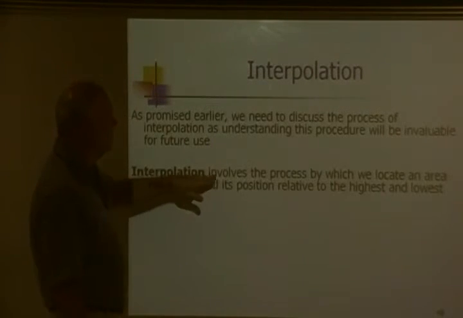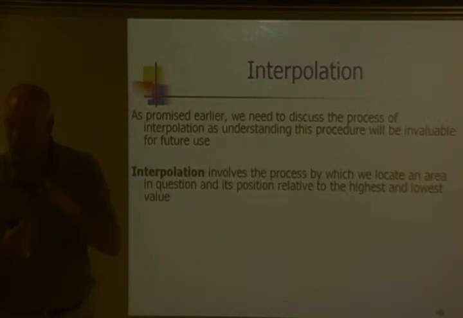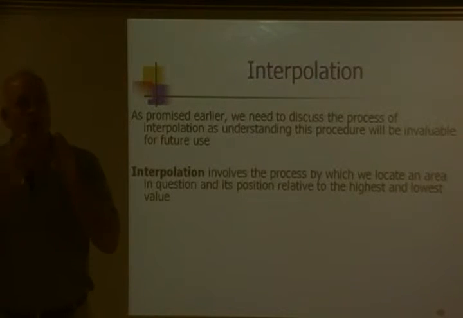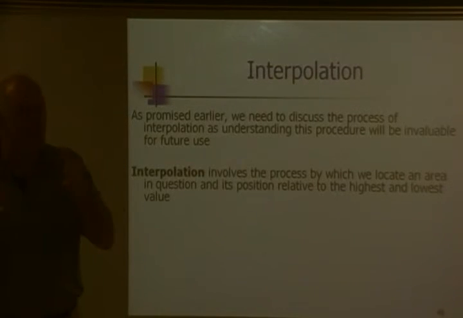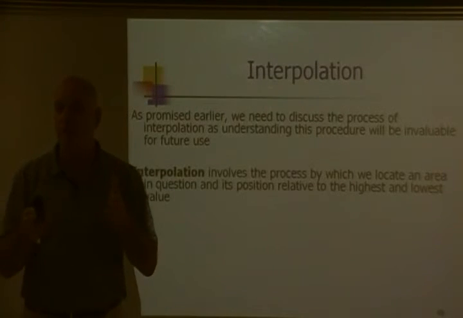So interpolation involves the process by which we locate an area in question and its position relative to the highest and lowest value. So if you recall, when we saw a value of 0.025, we didn't find that value. It was between 0.02 and 0.05. So interpolating would find its exact location between those two numbers.